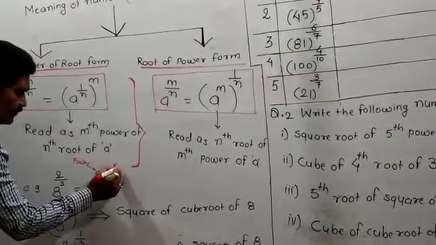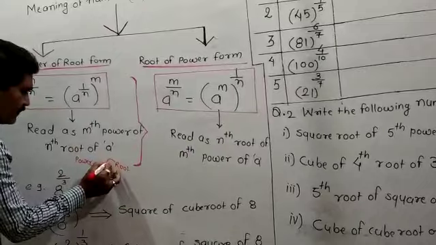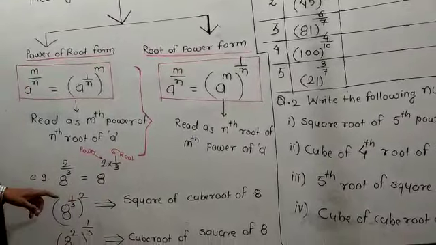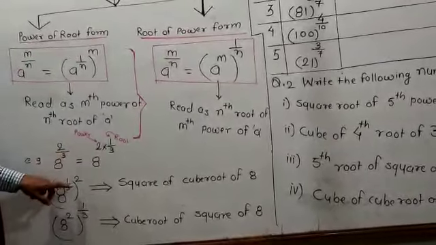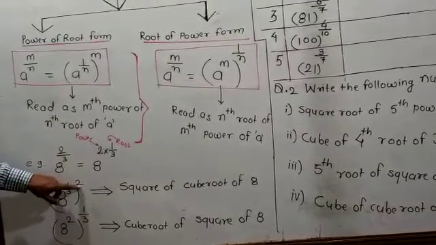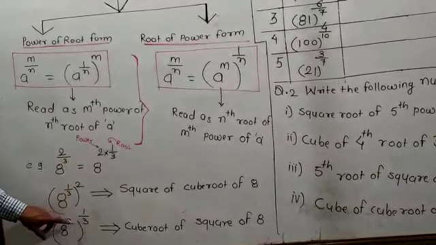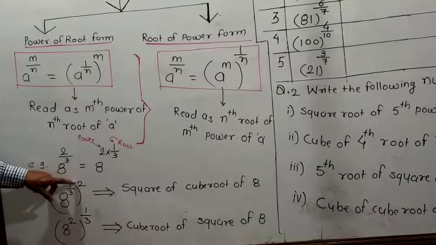And this one is called the root. And how will you write it? In the form of power of root, you will write this. This is power of root, and this one is root of power. How will you read this?